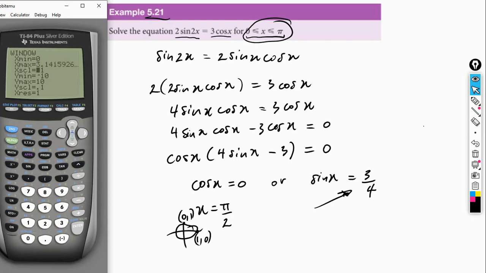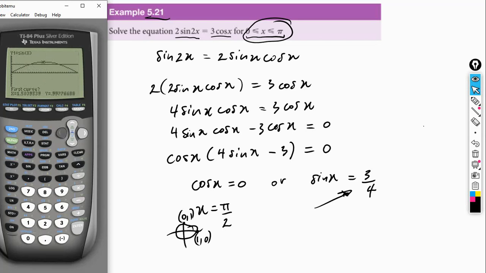And then for y, because it's the sine function, we know that it is always between -1 and 1, but we want it to be a little bit larger, so let's use -2 and 2. And let's hit graph. And it looks like there are two solutions in that interval. So once again, we go to second, calculate, option 5, intersect.